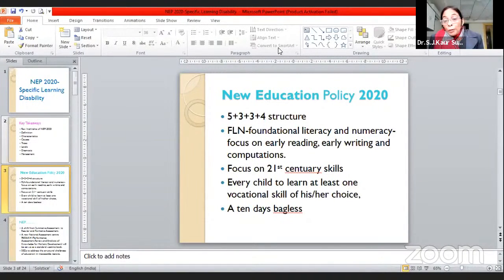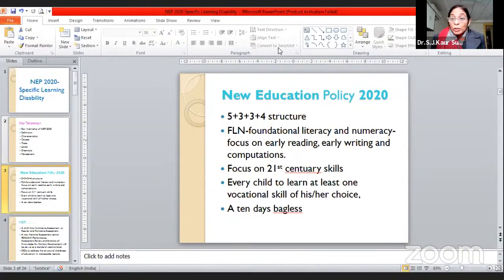Another focus is on 21st century skills. I hope you all know what 21st century skills are. I want you to type in your chat box. I want to see how many of you know these 21st century skills, which are very, very important for all of us, and especially for students, to lead a good and successful life. They are communication, critical thinking, creativity, collaboration.